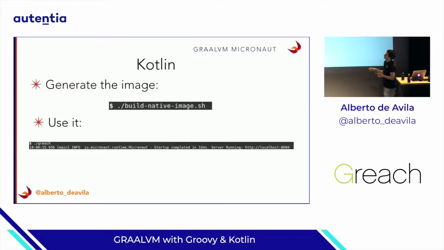So, to generate our image, we can call the script included in Micronaut, the build native image, and when we have the image to execute it, we have the option to execute the example. And if you look well, I don't know if you can see it, but it's running in 32 milliseconds. It's really fast, really, not like Spring Boot, as we said.